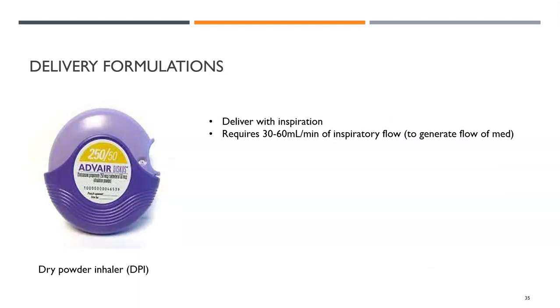So the dry powder inhalers, the DPIs like Advair, are delivered with inspiration. That requires them to be able to have about 30 to 60 milliliters per minute of inspiratory flow, and that's to generate the flow of the medication. These are a little bit more difficult for our elderly with COPD or emphysema. So we really need to know our populations, and when you prescribe something like this, have your patient demonstrate it to you to make sure that they know what they're doing.